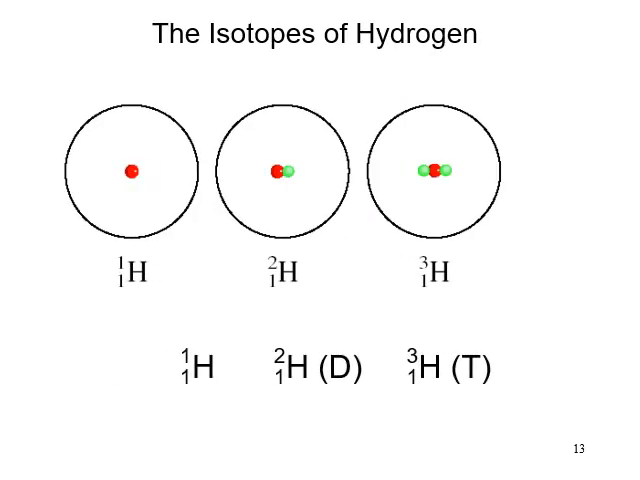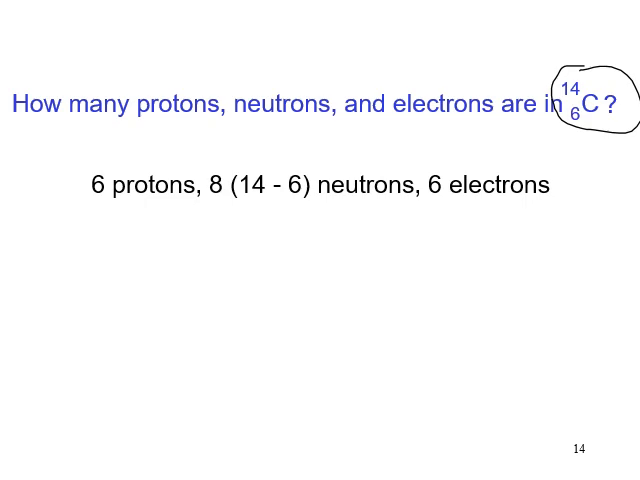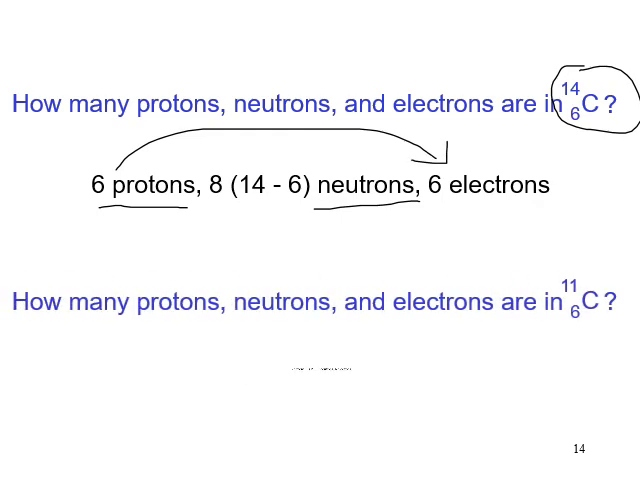Isotopes of hydrogen are protium, deuterium, and tritium, and there's your isotopic notation for those. As far as using this, you have your isotopic notation like carbon-14, and you can just do a subtraction to get your protons and your neutrons, and then if it's neutral, those are going to be equal. Same thing for carbon-11.